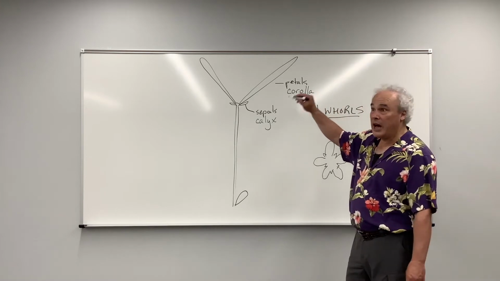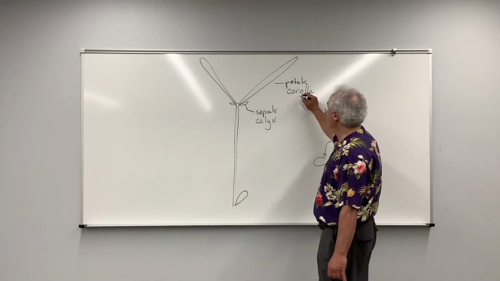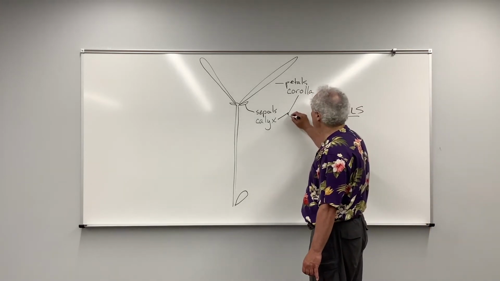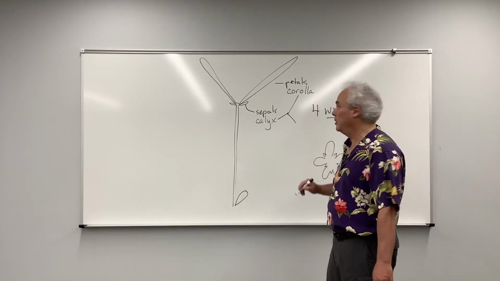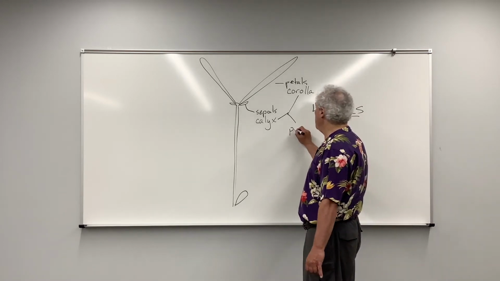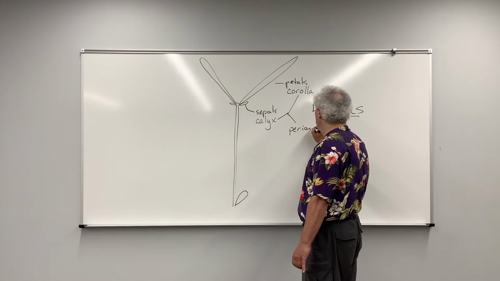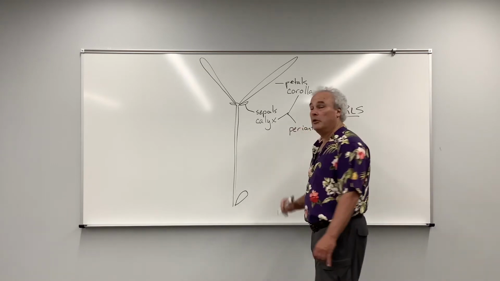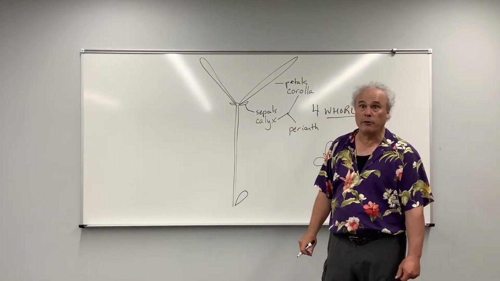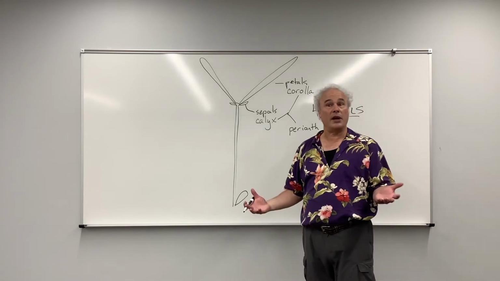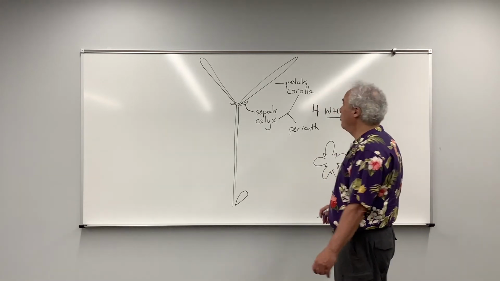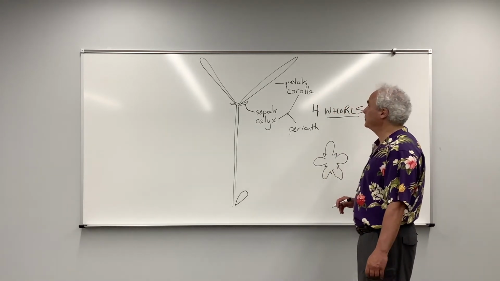These are the non-sexual parts of the flower, so when you think about the calyx and the corolla taken together, there's another word for that, and that is perianth. You will be hearing these words over and over and over again, and you can watch this particular lecture over and over and over again.